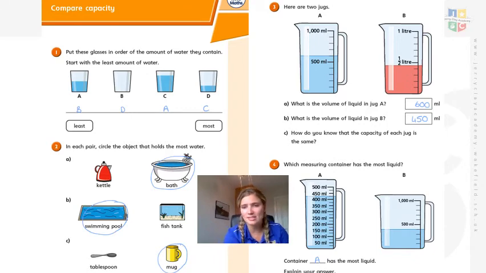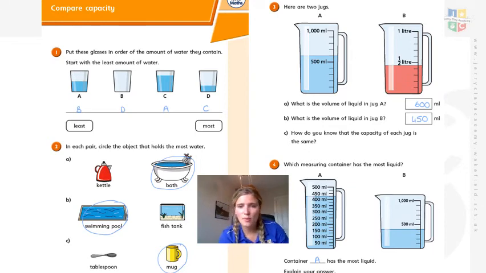How do you know that the capacity of each jug is the same? Well, we know the capacity of each jug is the same because if we look at the maximum amount that can be held in the jugs, it says 1000 millilitres in jug A and 1 litre in jug B, and we know that 1 litre is the same as 1000 millilitres.